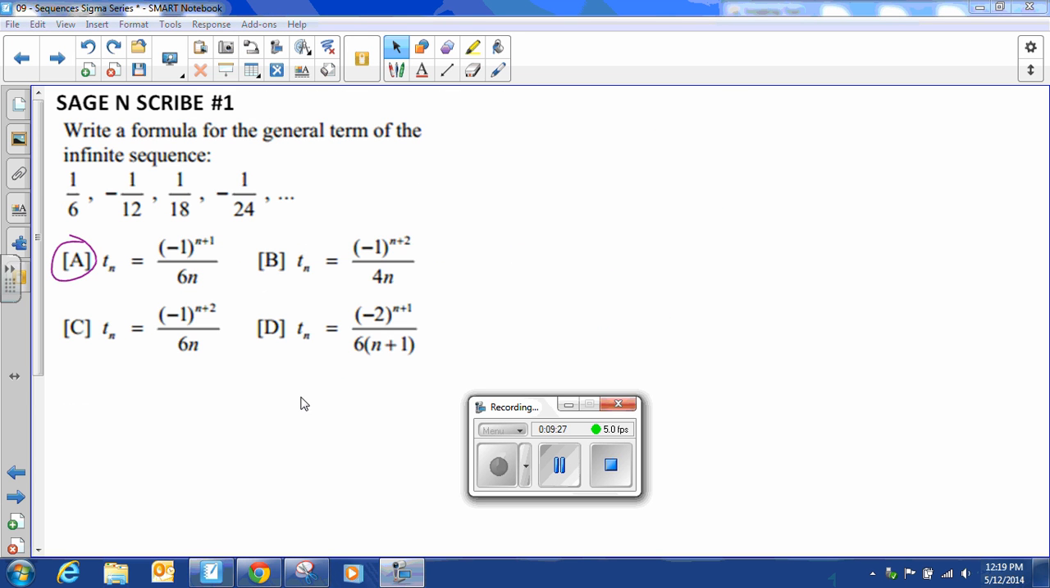Sage and scribe number 1. Here is a general sequence. It is not arithmetic, it is not geometric. So you're just plugging in to see which one gives you the first term back. When you plug in 1, if you plug in 2, does it give you this back? And the answer is A.